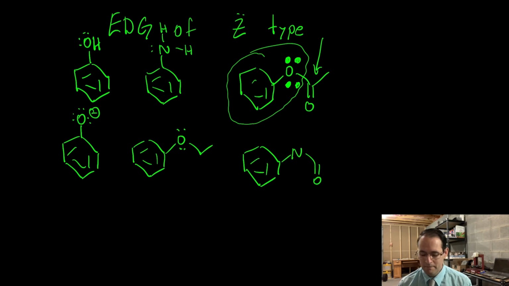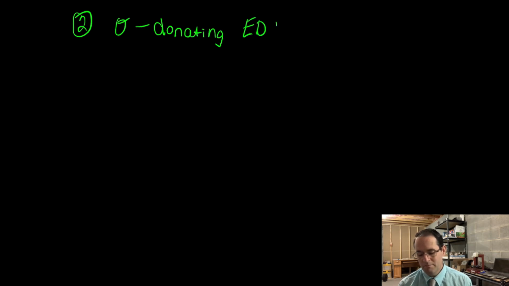If we've got something like this, I'll draw a hydrogen in here, and these lone pairs on the nitrogen are what activate the aromatic ring. So things like this are going to be strongly electron donating, strong activators of the aromatic ring. We have the second type, which are sigma donating groups.